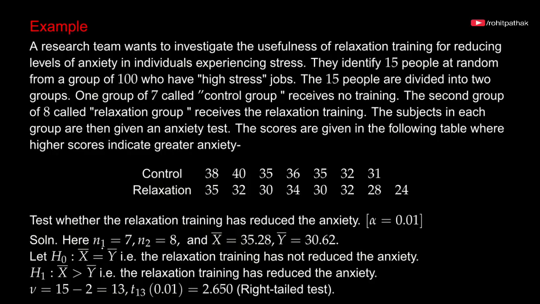Here degrees of freedom is 8 plus 7 minus 2, which is 13, and critical value of t at 13 degrees of freedom at 1% level of significance is 2.650, which is on right. So we have to use the right tail test. So this is on right, 1% critical region is on right side, and this value is 2.650.